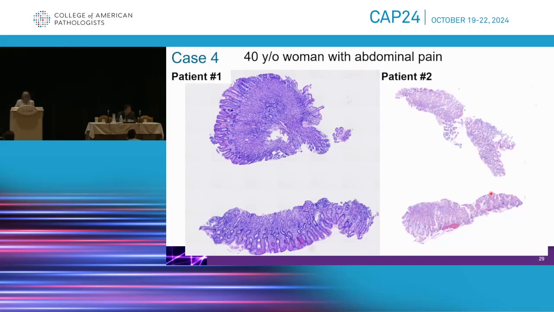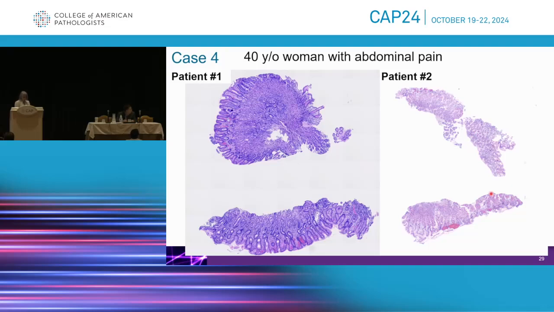All right, case 4, so moving on to the stomach. So these are actually two different patients, and this is going to exemplify a challenge in making this particular diagnosis. So you get a very generic history, very common, right? So a 40-year-old woman with a history of abdominal pain. So let's look at patient 1 first.